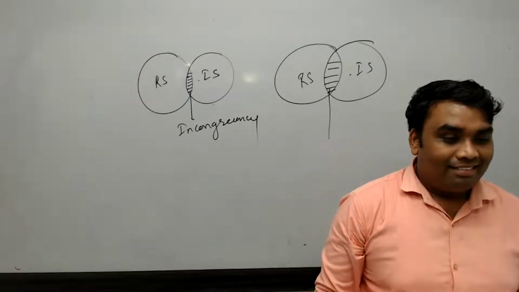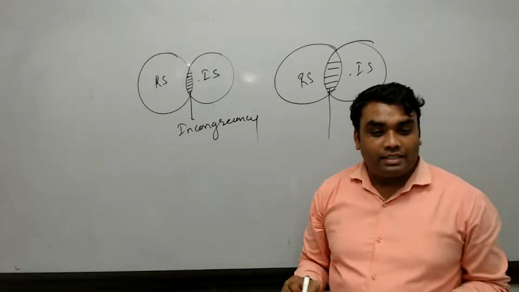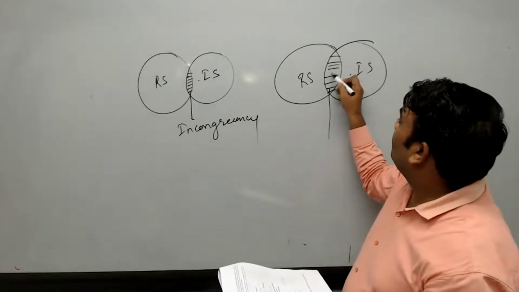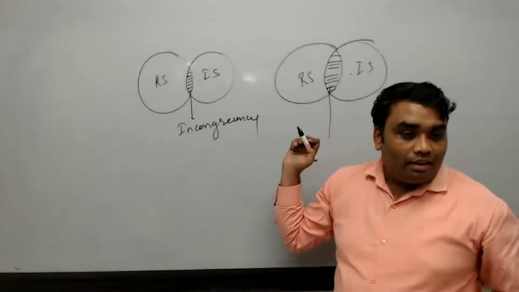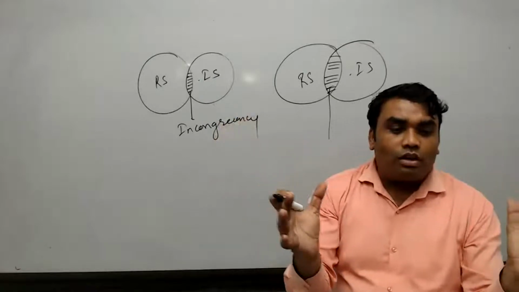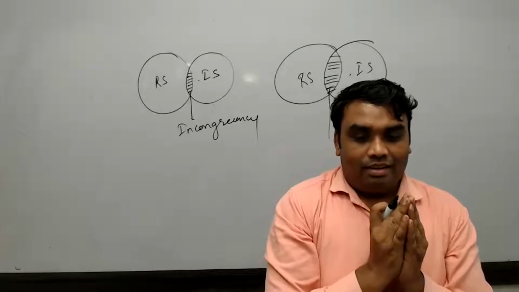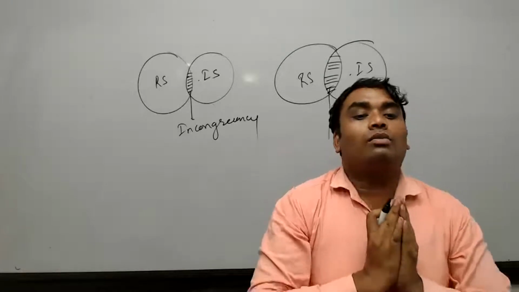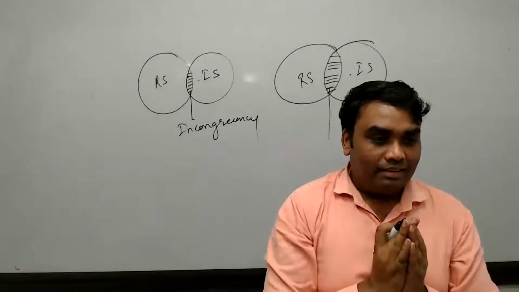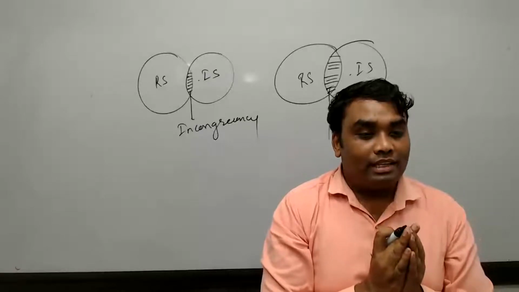This diagram is correct. This means the more your ideal self and real self interact, the more congruence there will be. Getting it? What is ideal self?